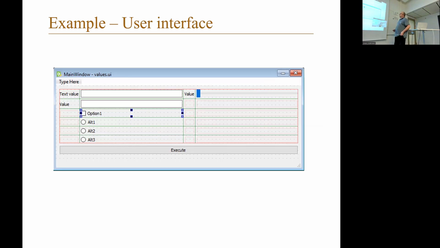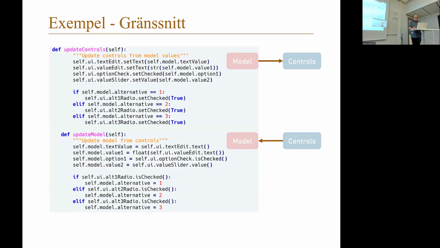I have a user interface that looks something like this: text value, value, option, alternative, also value. And I have an execute method here to do some calculation or print out the values. So then I have update controls that takes the values from the model and updates the controls. In this case, I have my text edit controls here. I do set text, self model text value, value edit set text, and I convert using the str method here for string value here. So I go from an integer value to a floating point value to a string.